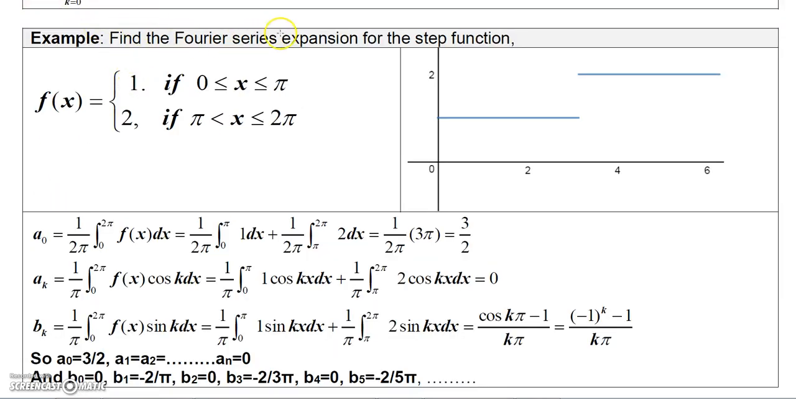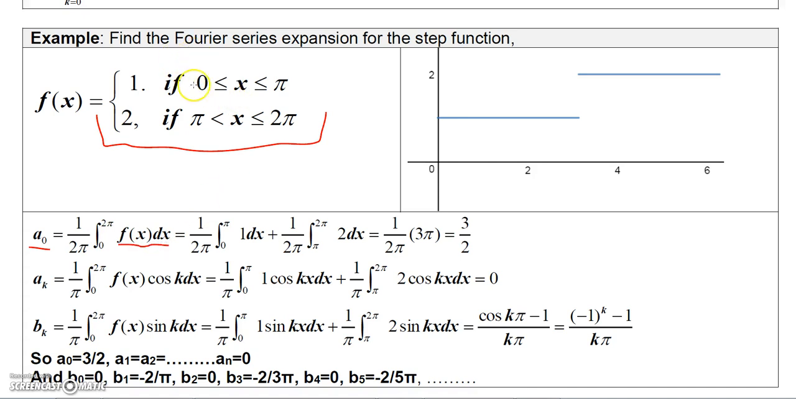So to find the Fourier series expansion for this step function, where f(x) equals 1 if x is between 0 and pi, and 2 if x is between pi and 2 pi, first of all we're going to find a0. Using the formula from above, a0 would be 1 over 2 pi times the integral from 0 to 2 pi of f(x) dx.